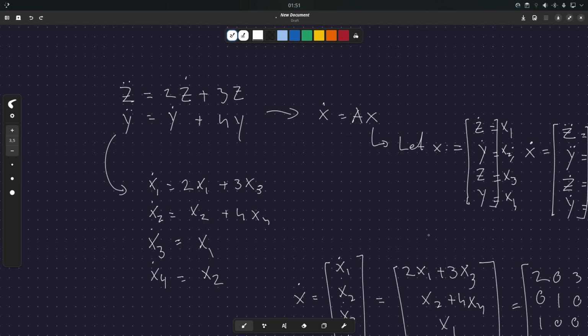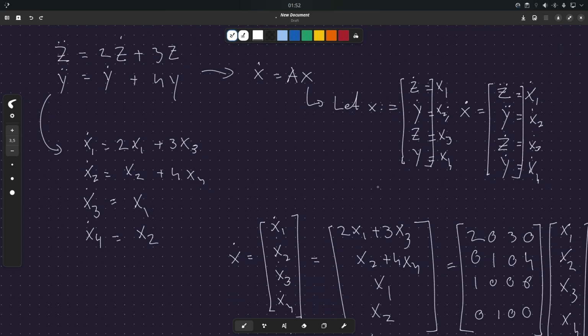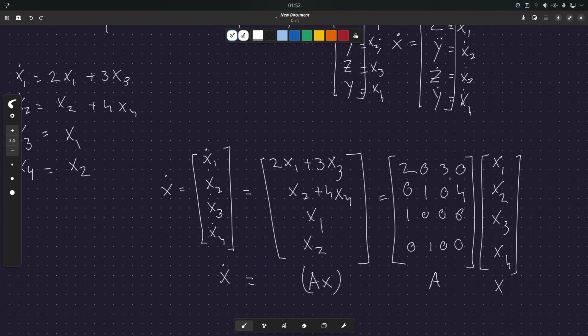And I do that for both. And it doesn't matter if you want to do z dot z and then y dot y, or if you want to do z dot y dot z y. It doesn't matter. The way your A matrix will look will just be a little bit scrambled with respect to what we have here, but it's still completely correct.